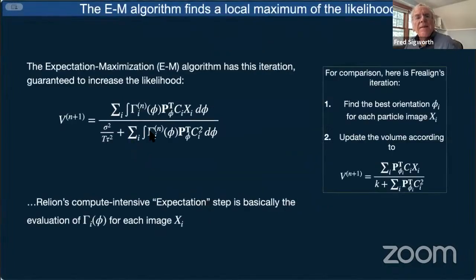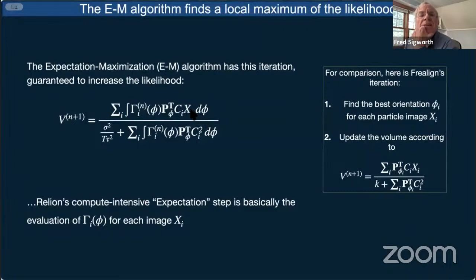So here is the Relion refinement step. And what you're supposed to see is that this is just FREALIGN all over again. Remember, FREALIGN looks like this. We take the image, CTF, do a back projection, and sum that up.